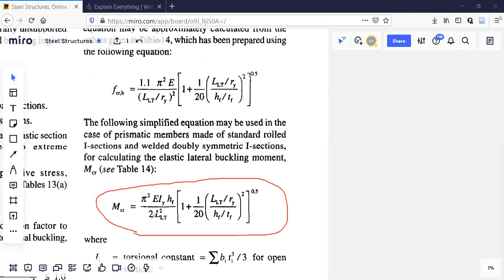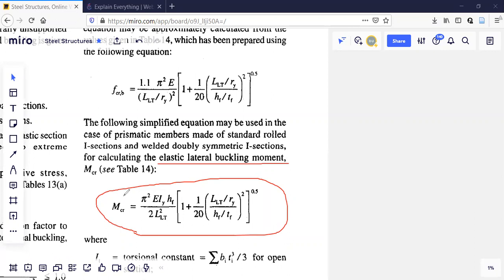So using this MCR calculation, it is called the elastic lateral buckling moment. See this one. In today's class, I'm going to use this, but you can try both.